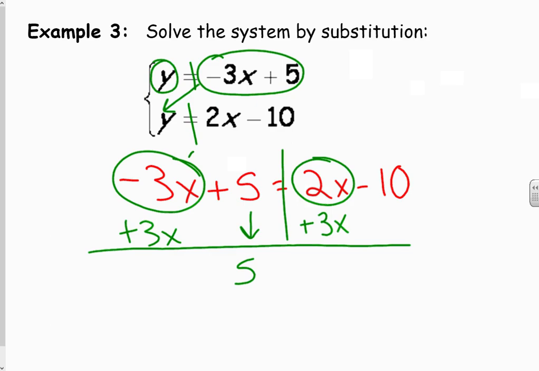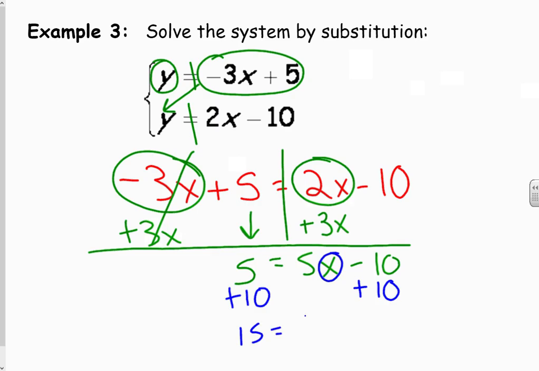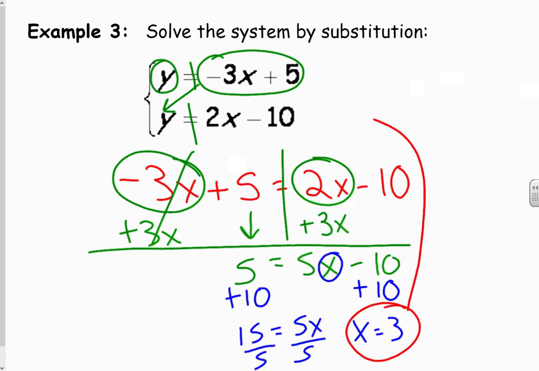So this drops, this cancels, equals 2x plus 3x is 5x minus 10. Finish my solving skills, trying to get x by itself, so I have to add my constant. 15 equals 5x. Divide both sides by 5. X equals 3. Since that's only half my answer, I'm going to take this, and I'm just going to plug it into the top equation. It doesn't make a difference which one you plugged it into.